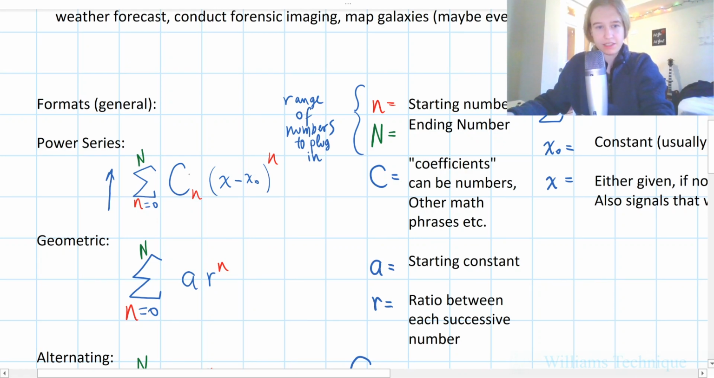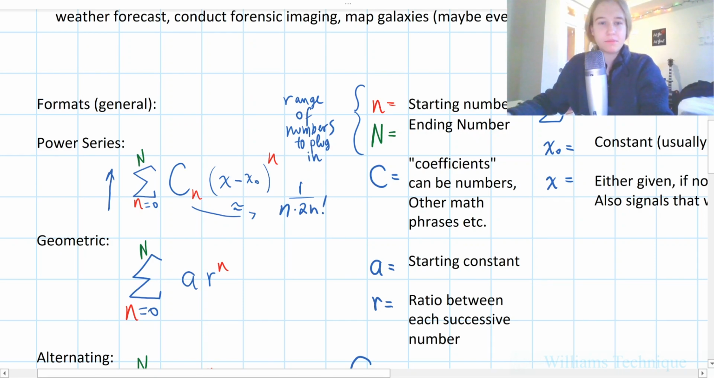So this can be a math phrase. It can be just a constant number. It can be another n formula, like let's say n times 2 to the n, or 1 over n times 2 to the n, or something like that. But this is generally going to be Cn.